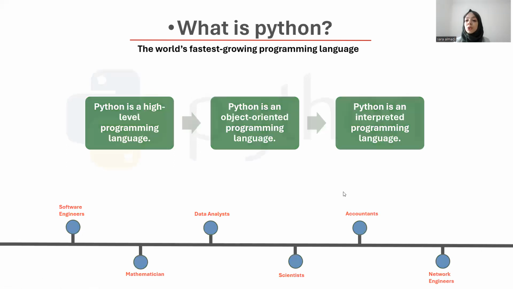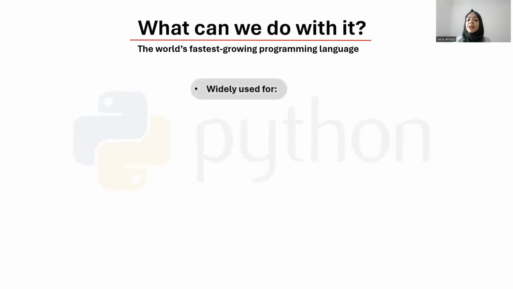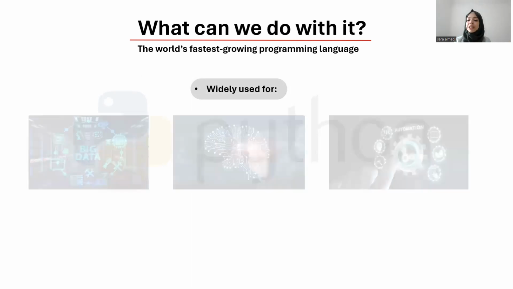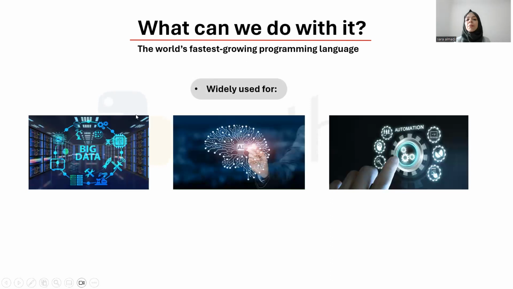So what can we do with Python? Python has been widely used for solving different problems, from complex problems to very easy, everyday problems. For example, as we can see here, Python is used for data analysis and visualization. Python can also be used in the AI discipline for developing and training AI models and applications.